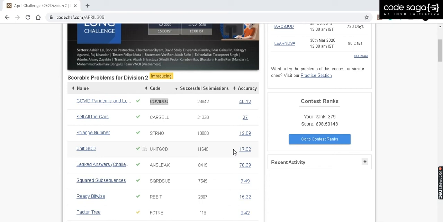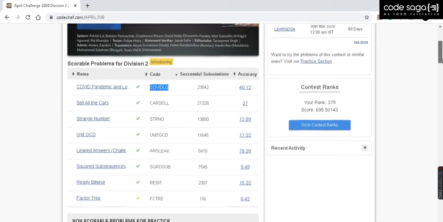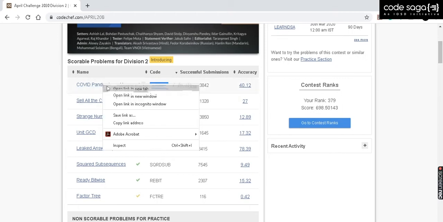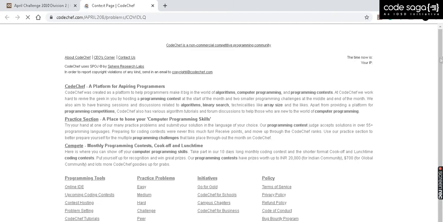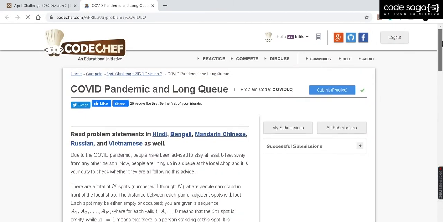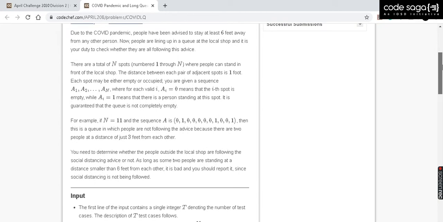Hi guys, so today I'll be going over the questions of the April long challenge recently conducted on CodeChef. I'll start off with the first question, COVID LQ. As this is the first question, this is the easiest question and I'll move on to the harder questions later on. I'll give you a gist of the problem statement of each question.